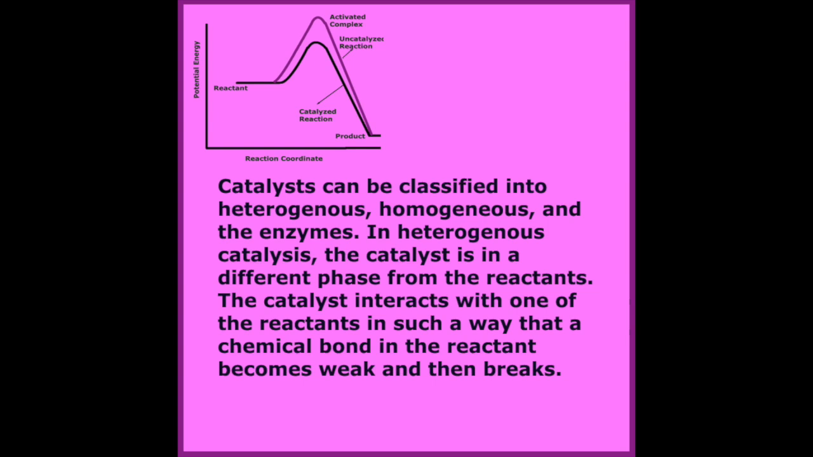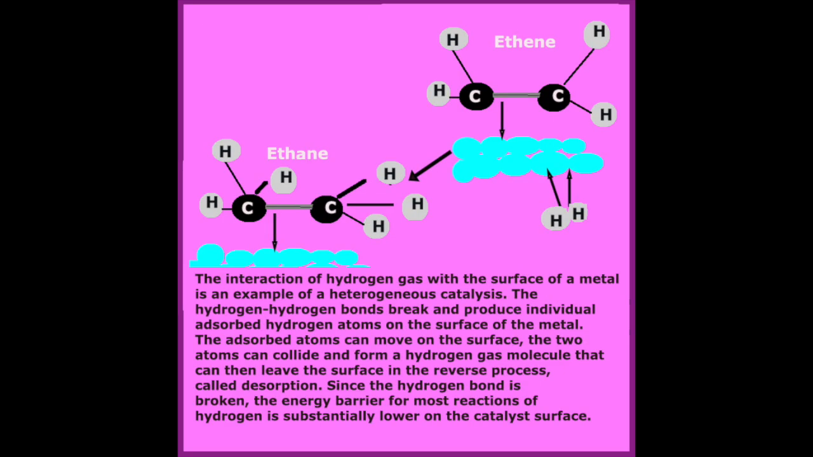In heterogeneous catalysis, the catalyst is in a different phase from the reactants. The catalyst interacts with one of the reactants in such a way that a chemical bond in the reactant becomes weak and then breaks. The interaction of hydrogen gas with the surface of a metal is an example of a heterogeneous catalysis. The hydrogen-hydrogen bonds break and produce individual adsorbed hydrogen atoms on the surface of the metal.